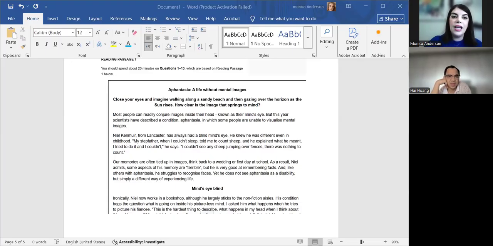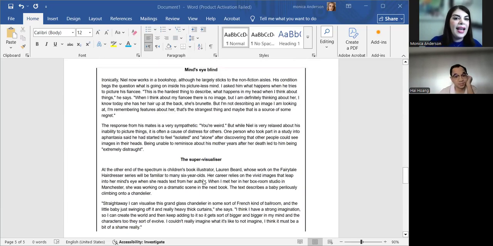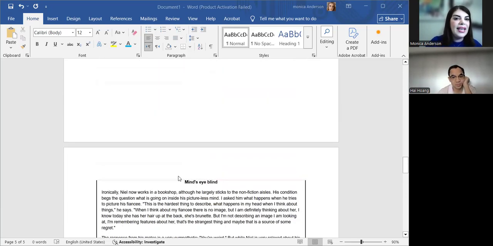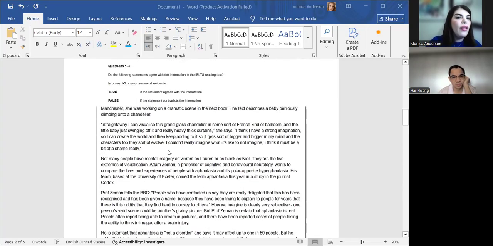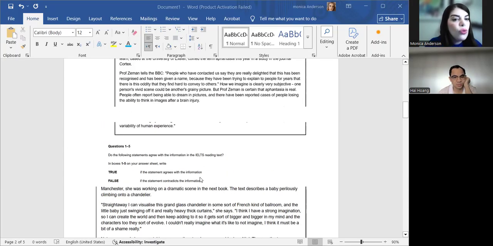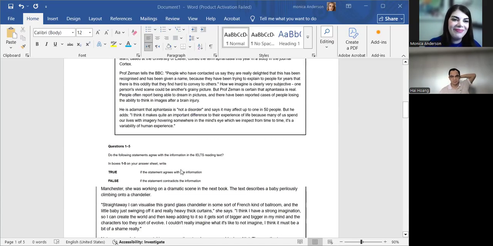20 minutes for this passage, as you can see, on questions 1 to 13. So we have 13 questions for this part and we have different paragraphs. Look, paragraph A, and then we have this and this and this. For all these paragraphs we have 14 questions and you have 20 minutes. And what is the question? True, false.